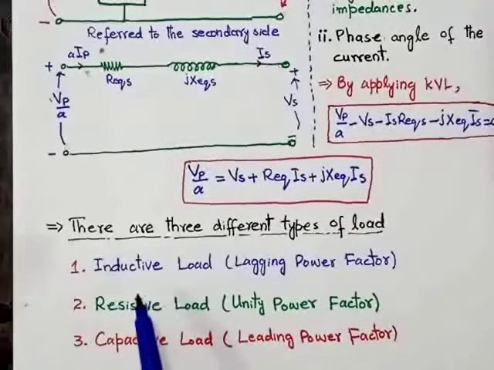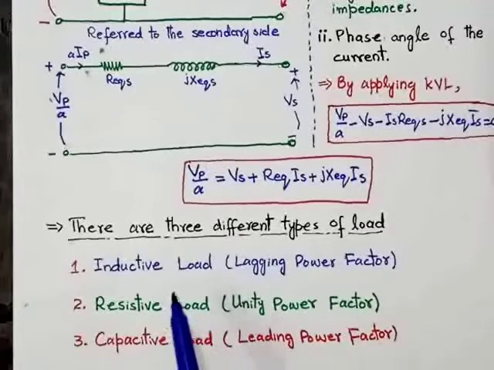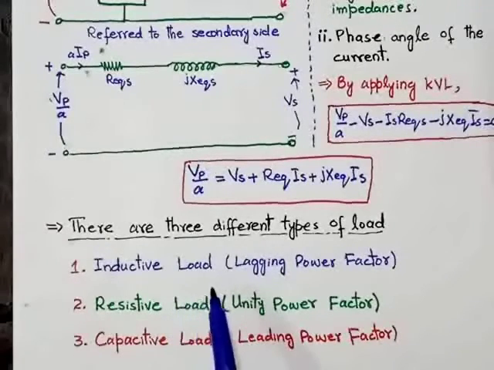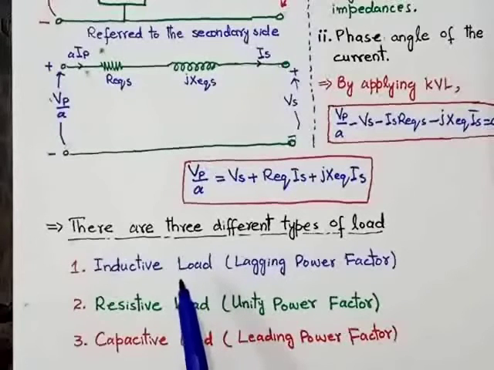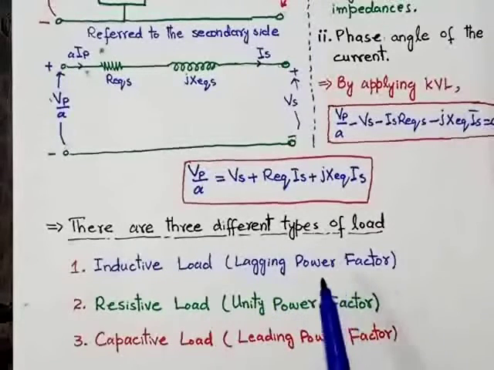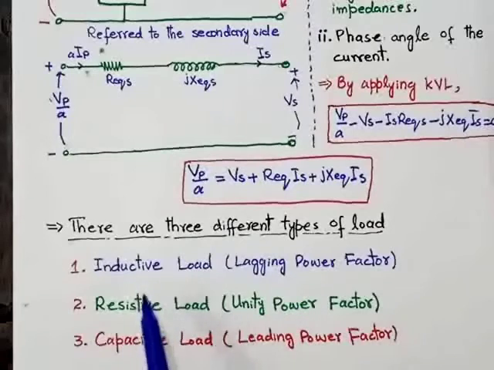The first one is the inductive load. In case of inductive load, current lags the voltage by 90 degree. If the current is lagging, then the power factor will be lagging as well. So that's why in case of inductive load, power factor will be lagging. In case of resistive load, the voltage and current are in phase. That is, the phase difference between voltage and current is 0 degree. So that's why in case of resistive load, the power factor will be unity. That is, the value of the power factor will be 1.